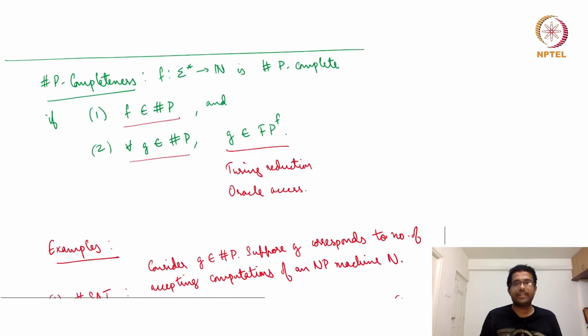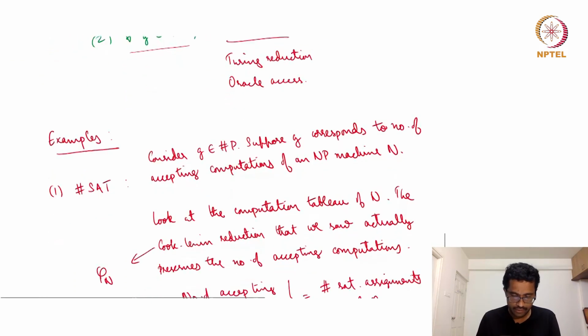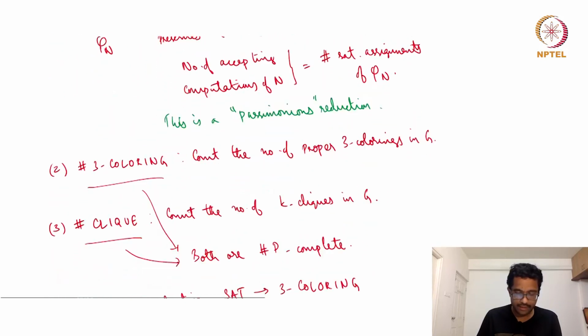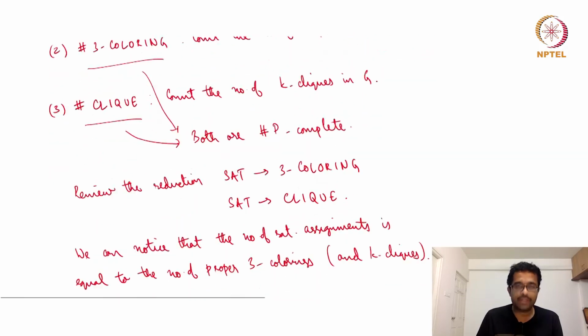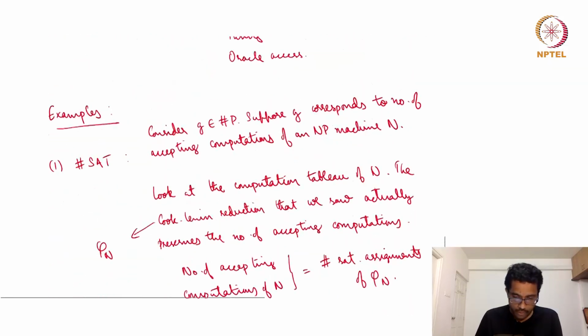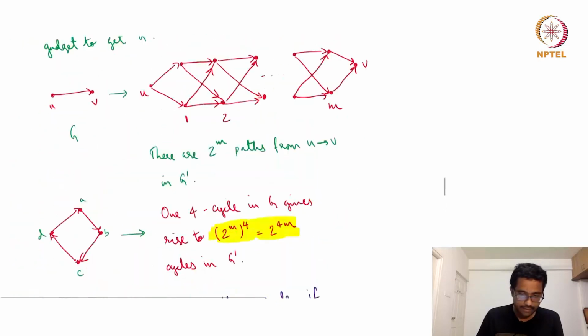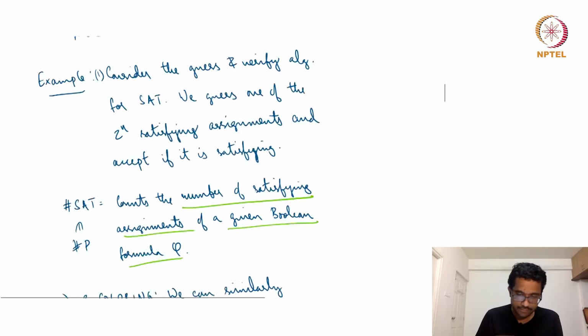And finally, we defined #P-completeness, which means all the functions in #P can reduce to the #P-complete language or #P-complete function. The main thing is that we use Turing reduction, so we use oracle access, so we could make multiple calls, unlike the many-one reduction. And we saw that #SAT, #3-coloring, and #3-clique are all #P-complete. So with that, I conclude today's lecture, lecture 49.